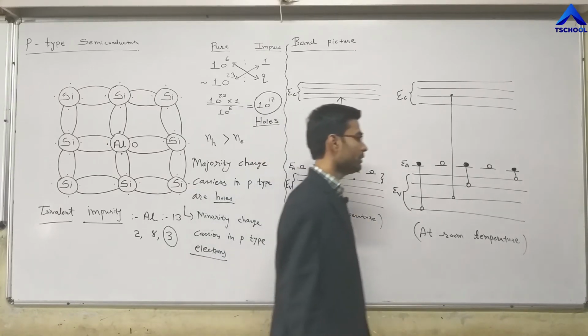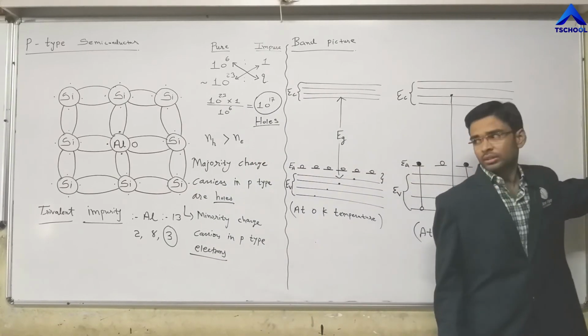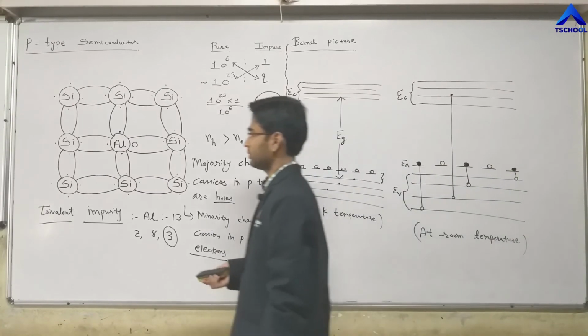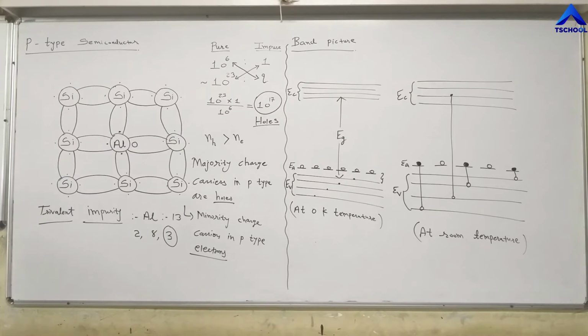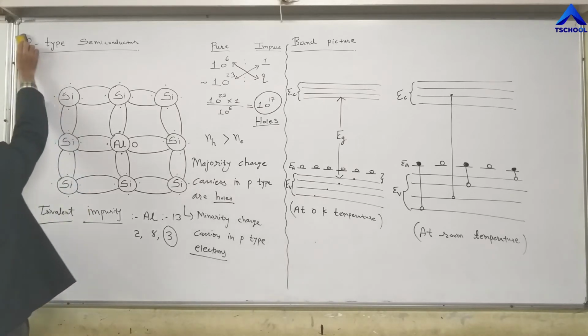Now we will see the recombination rate. Students, you can note down these p-type semiconductor crystal and band pictures, or you can take a screenshot also. Now we will learn about the recombination rate for intrinsic semiconductors and extrinsic semiconductors.